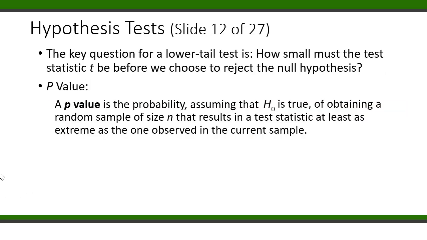So I've already given you the answer to this, but the key question for a lower tail t-test is how small must the test statistic t be before we choose to reject the null hypothesis? And that's where this p-value comes in. It's the probability, assuming that H0 is true, of obtaining a random sample of size n that results in a test statistic at least as extreme as the one observed in our current sample. So what's the probability of actually getting the value we got?